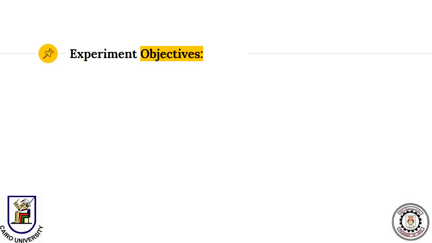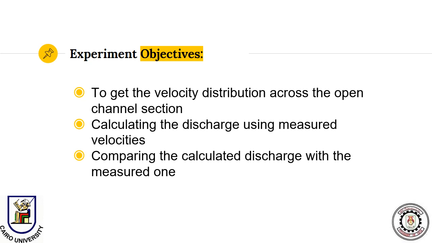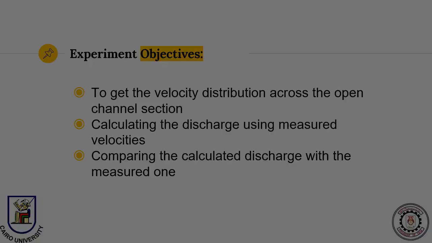Experiment objectives. 1. To get the velocity distribution across the open channel section. 2. Calculating the discharge using measured velocities. 3. Comparing the calculated discharge with the measured one.